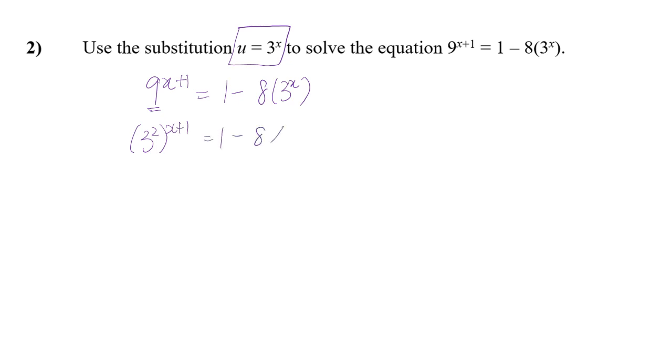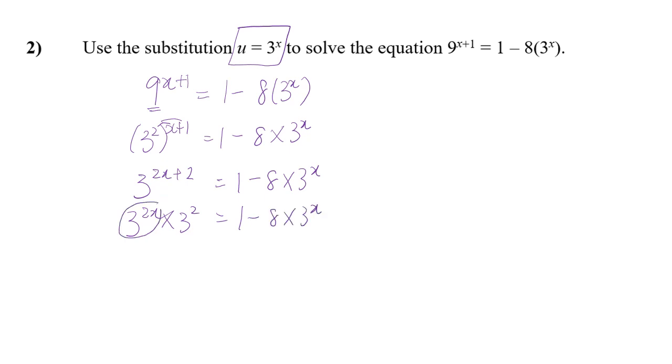Change the brackets to times. All right, multiply the power to get 2x plus 2. Break it up into 3 to the power of 2x times 3 to the power of 2. Okay, and then interchange, rewrite 3 to the power of 2x as 3 to the power of x, bracket, to the power of 2. And 3 squared is 9.